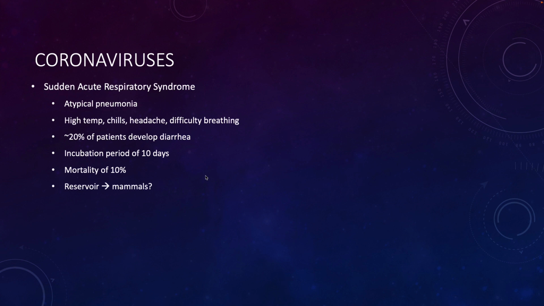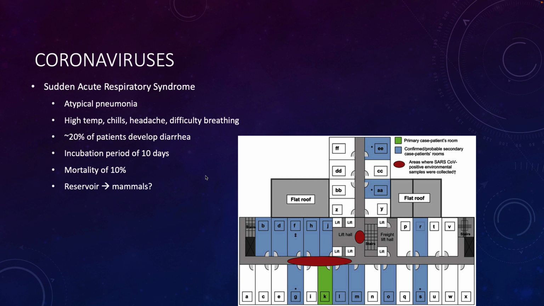So what you can already see here are differences between SARS and the other coronaviruses. You've got pneumonia, so that means lower respiratory tract involvement. You've got a high temperature. You've got chills, so that indicates fever. You've got diarrhea. You've got death. So this is a far more dangerous infection than just a cold.